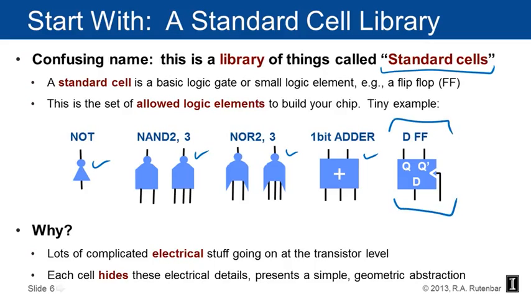Why do we restrict ourselves to operating with these, if you will, predefined elements? And the answer is that there's lots of complicated electricity stuff going on at the transistor level. Each of these cells in our standard cell library hides all of this difficult electrical detail, and it presents a simple geometric abstraction that we can use for our geometry design algorithms to work with.